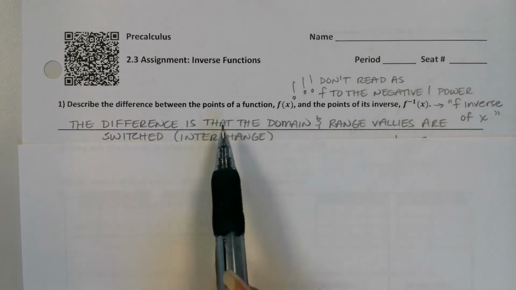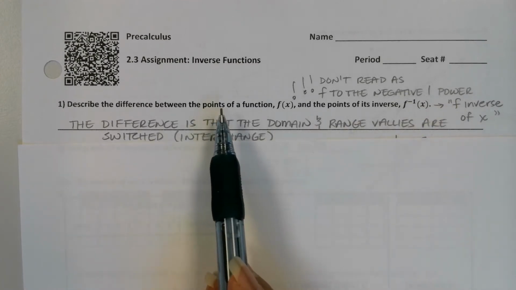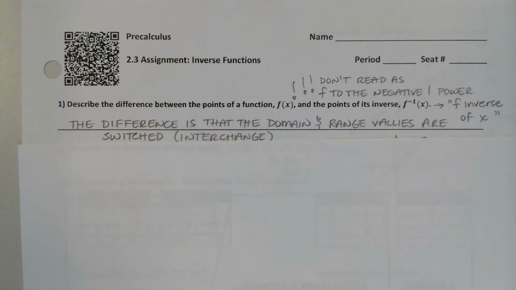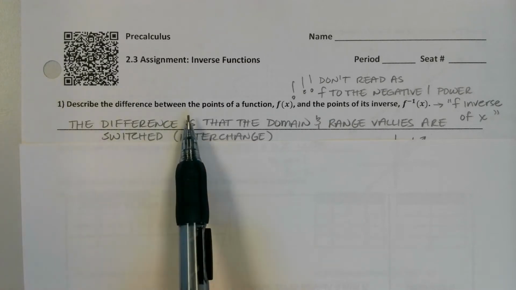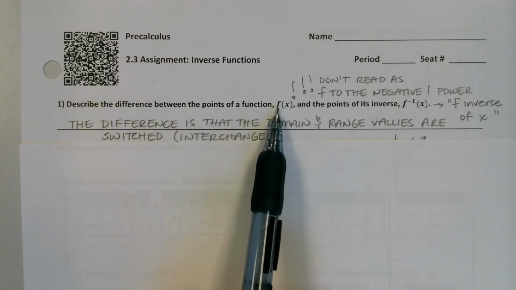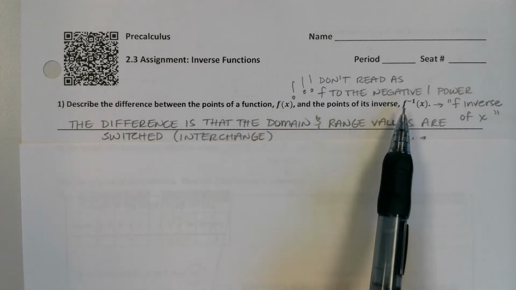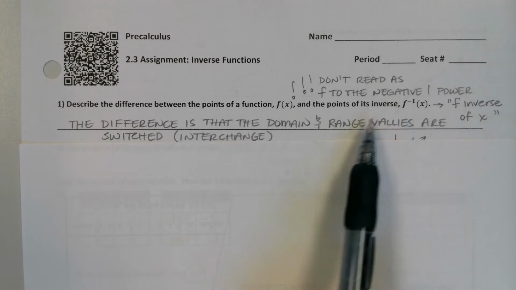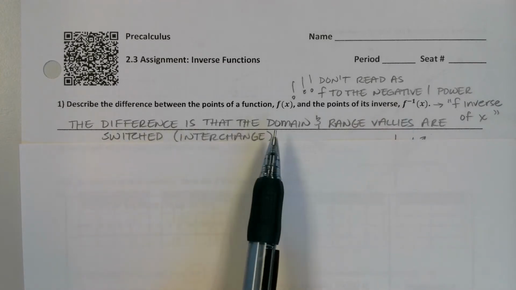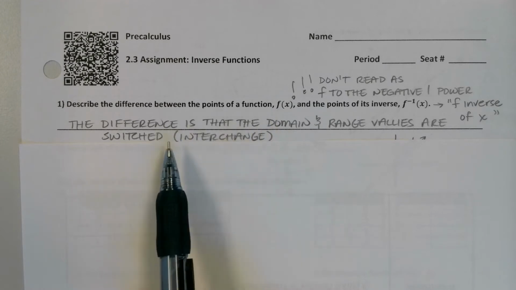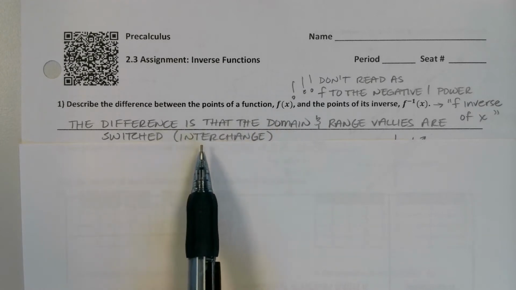So what is the difference between the points of a function? Let's pause here a second. Okay, back to our lesson. The difference between the points sitting on an f of x function and the points sitting on the inverse of the f of x function is the following: the domain and range values are going to be switched. So what exactly does that mean?